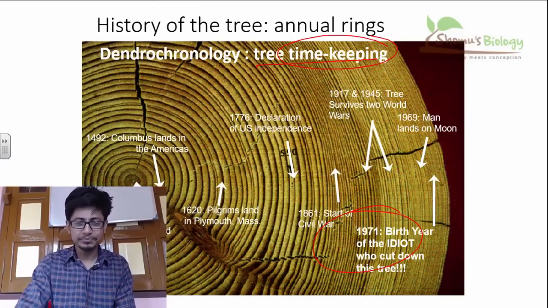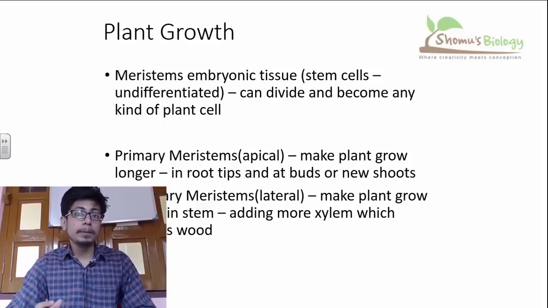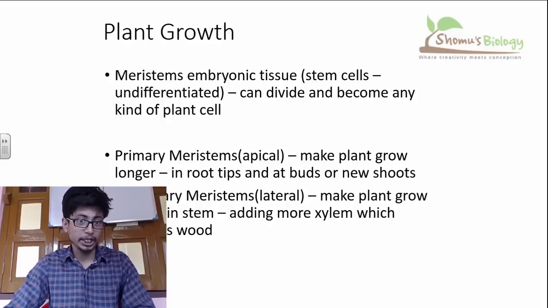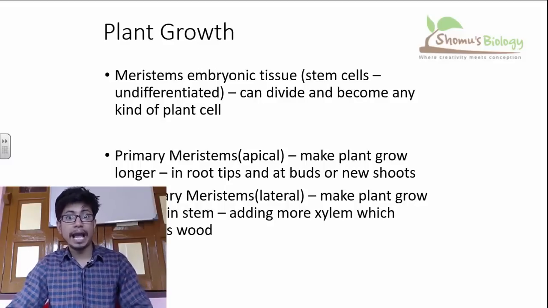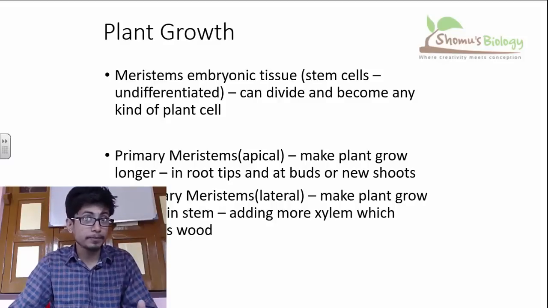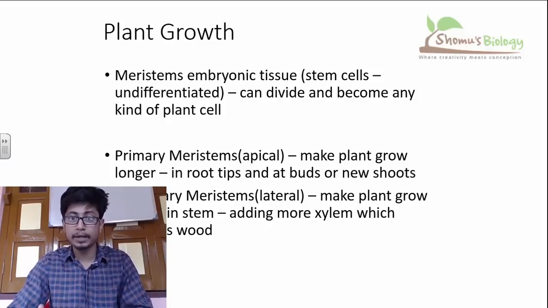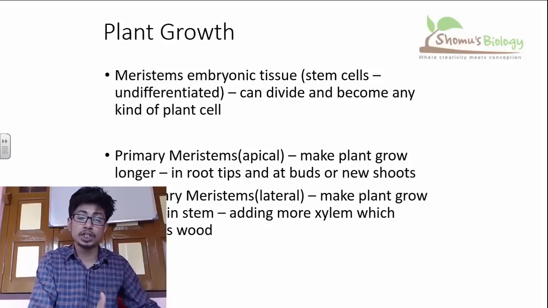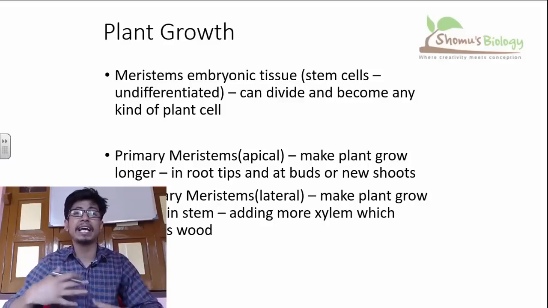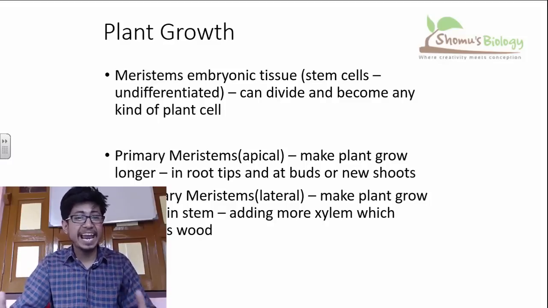I keep this. Now about plant growth, because I've talked about xylem and phloem, and we know the plants are growing in two different directions, a primary growth and a secondary growth, the apical growth and the lateral growth. Both types of growth are important. And meristems are embryonic tissues that are called the stem cells. They are undifferentiated stem cells. They are totipotent. They can produce any cells of the plant body. They can divide and become any kind of cell.